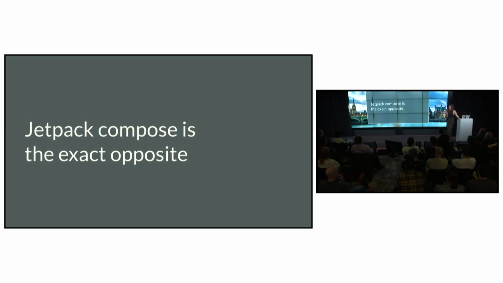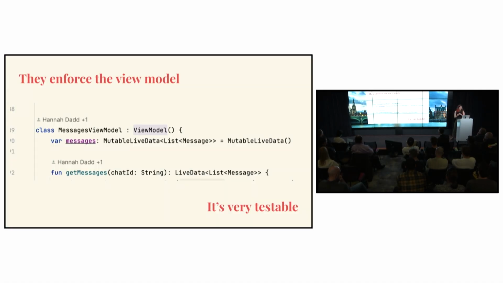Jetpack Compose is the exact opposite. So in Jetpack Compose, they have the concept of the view model baked in. So that's not that view model abstract class, I've not created that. That's a concept baked into Jetpack Compose. And they really insist that you use their view models. So it's much more testable. It's much more clean in terms of how you would architect an app. But it means for those hack projects, for those sort of personal projects, for getting things working, it's very much forcing you to use a certain architecture.